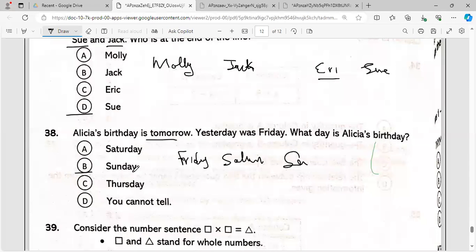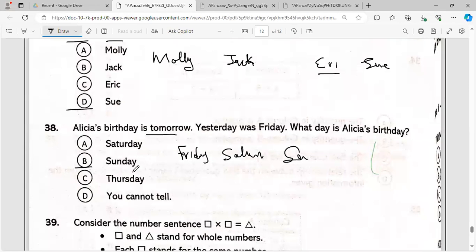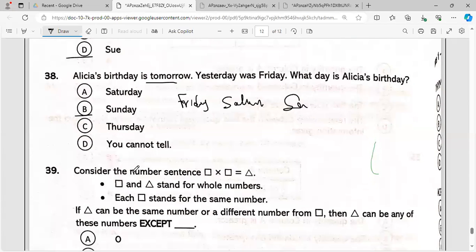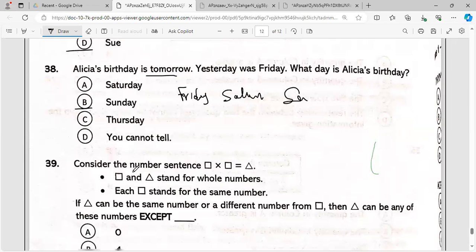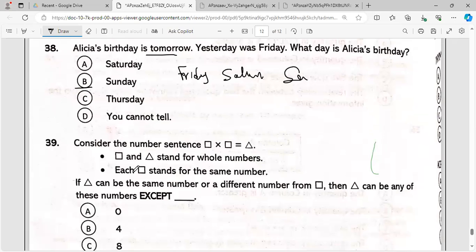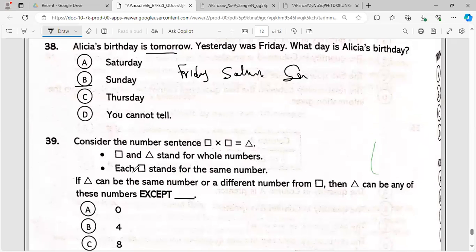I agree. I do 39. Yeah, man, go ahead. Guys, you want to start the next paper? Consider the number sentence box times box equals triangle. Triangle and square stand for whole numbers. Each triangle stands for the same number.